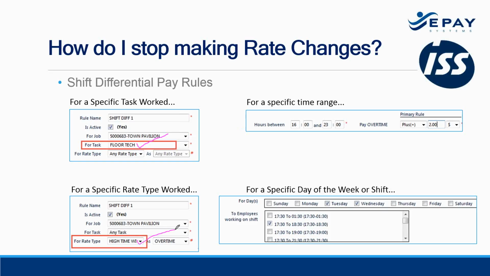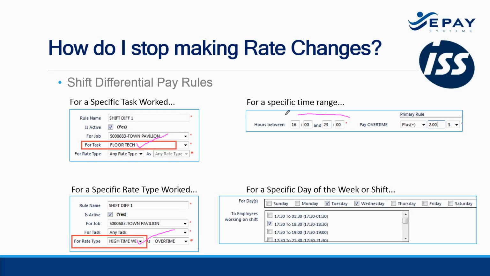Down below, I have specific rate type. Maybe, for example, this was an example from the Denver International Airport as well. They have a rate type called high time. What it basically means is when employees work this specific rate type, then do something. Or maybe we want a rule in there that says when someone works overtime, and that's the rate type that's assigned at that time, then do something. So we have things we can do based on rate type as well.